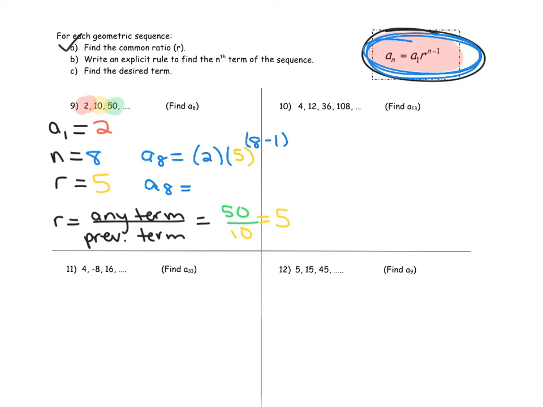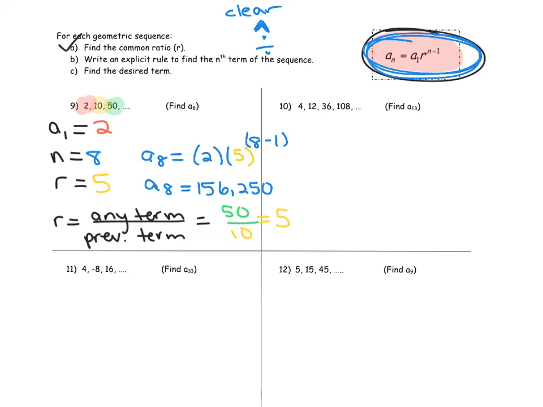Remember, to get something raised to an exponent, you use that caret button, which can be found between clear and the division symbol on the calculator. All right, so when you plug that into the calculator, we end up getting 156,250. All right, so let's just keep going through some practice here.